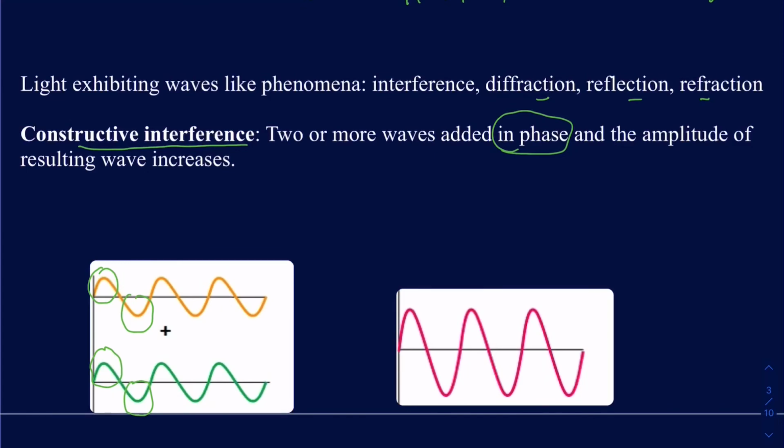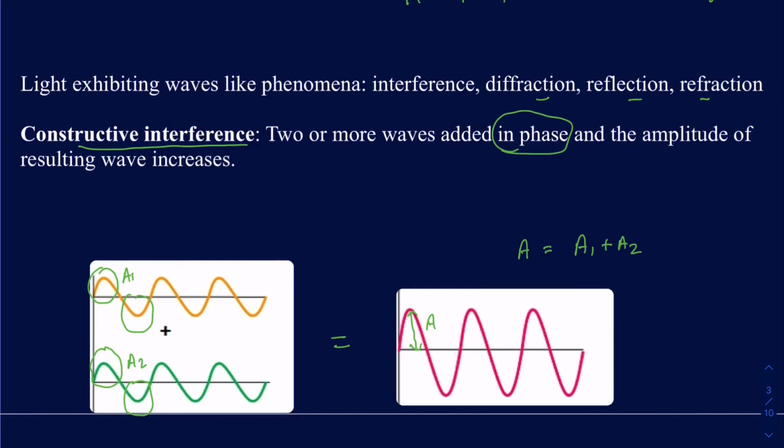When they are added in phase, you get a constructive interference where your amplitude is going to be the sum of the two other amplitudes. So let's say I want to figure out what this amplitude is going to be. I would have an A1 here and an A2 here coming from those two waves. So my resulting amplitude is going to be the sum of A1 plus A2.